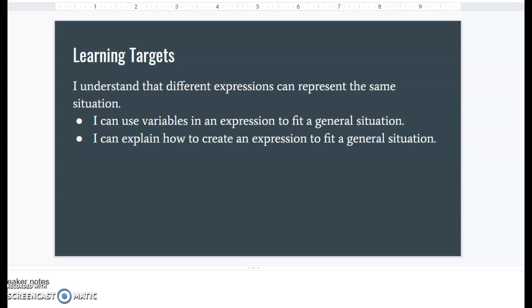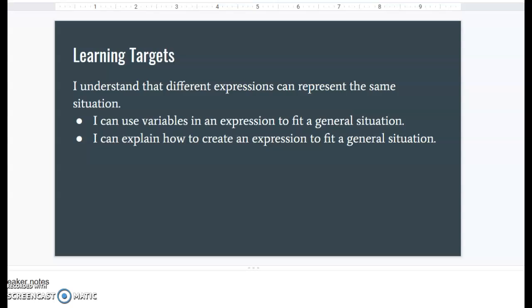Here's a look at today's assignment. The learning targets are, I understand that different expressions can represent the same situation. I can use variables, which are the letters like X and Y, in an expression to fit a general situation. And I can explain how to create an expression to fit a general situation.